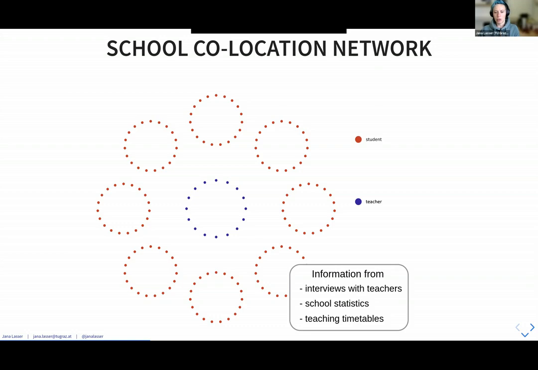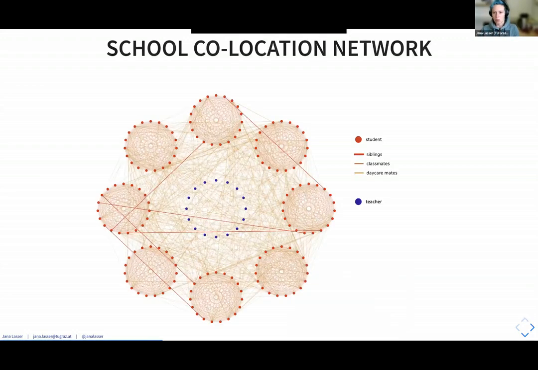So what you can see here is the agents in our model. In red, the students organized in these circles, which symbolize the classes, and in blue, the teachers. And then we add contacts to all these nodes based on the reality in the school. So based on all the different interactions that happen in the school that cause two agents to have a contact with each other. For students, we have 3 types of contacts.